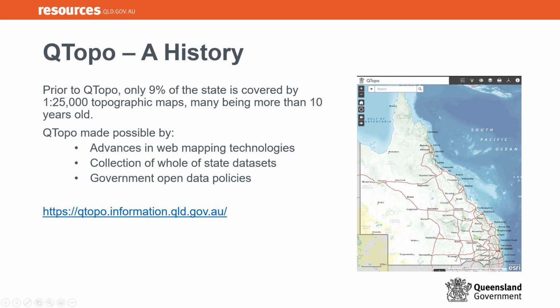Traditionally, the production of topographic maps and the collection of associated datasets was an expensive, lengthy process taking many months. After more than 30 years producing topographic maps, the Queensland Government had only covered 9% of the state at 1:25,000. The emergence of web mapping technologies provided the Department of Resources with an opportunity to address this coverage shortfall and better deliver topographic maps to a wider audience.